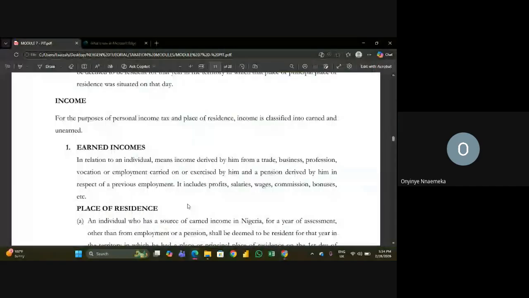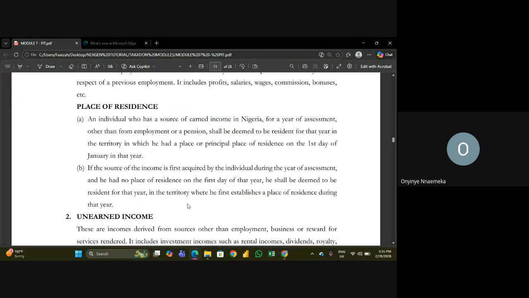Let's continue. So now we already talked about earned income. For unearned income, place of residence: an individual that has a source of unearned income in Nigeria for a year of assessment, other than employment or pension, shall be deemed for that year to be in the territory in which it has a place or principal place of residence on the 1st day of January.